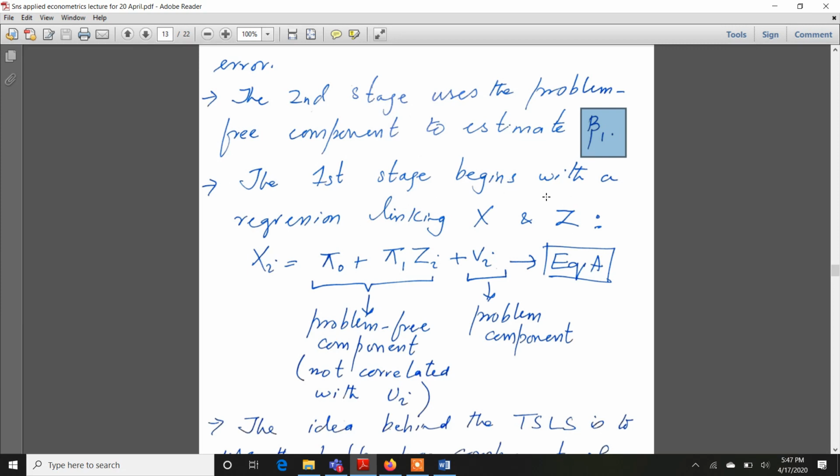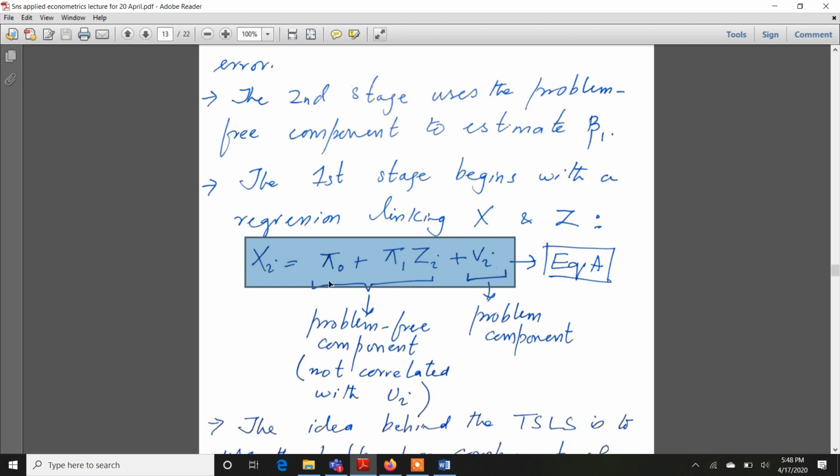The first stage regression begins with a regression linking x and z. So xi is a function of zi. So this pi naught and pi 1 is simply the intercept and this is the slope, right? Now why am I not using betas? Because this is a different regression. Instead of y on x, this is x on z. So in the first stage, I regress x on z. That is, I regress my current independent variable on the instrument, right?